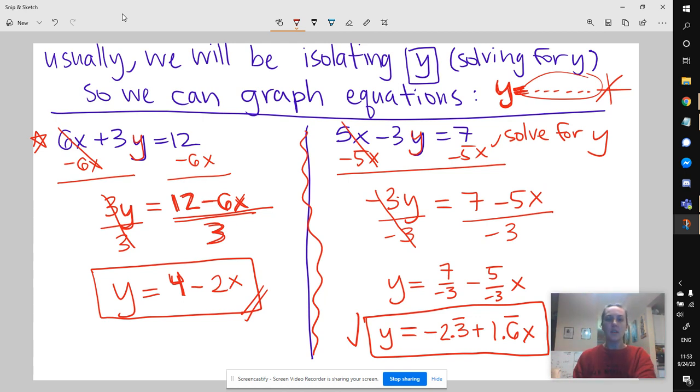Okay, so that's the lowdown on isolating variables. You have an assignment called isolating variables that you'll work on this afternoon. It follows this. You're either solving for x or for y. Make sure you're solving for the right variable based on what the problem's asking, and then make sure you show all your steps.